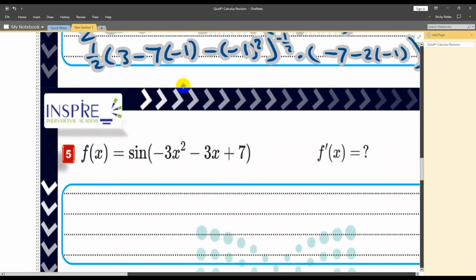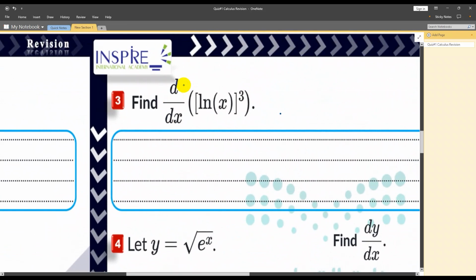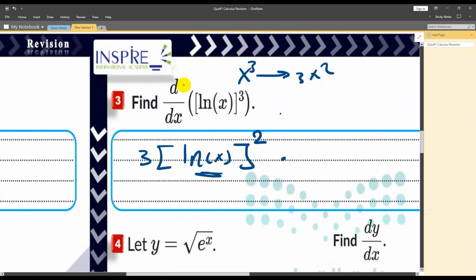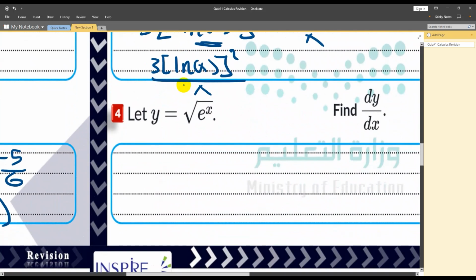Okay, let's continue. This one, we will use the chain rule, of course. We will use the power rule first, so it will be 3 ln x power 2. It's like x power 3, so it will be 3x power 2. And then you get the derivative of the inside, which is 1 over x. You can simplify it, so it will be 3 ln x squared over x.